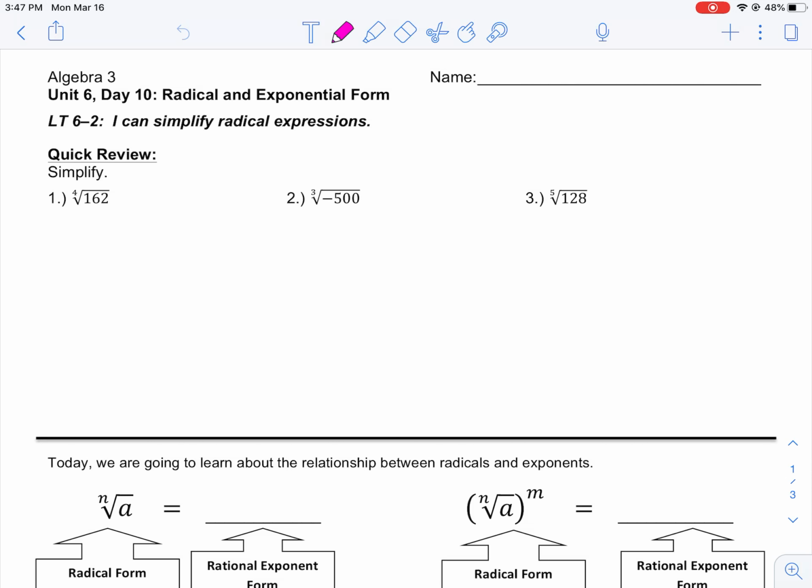It gave me some good insight into some of the mistakes that were made and some things that I need to clarify. So today we're going to continue talking about simplifying radical expressions, but we're going to move on and talk about the relationship between radicals and exponents.